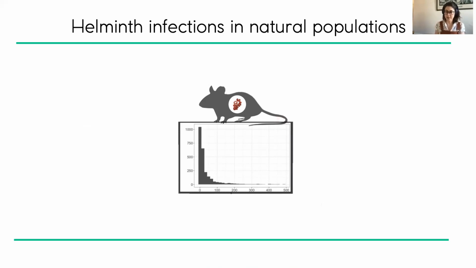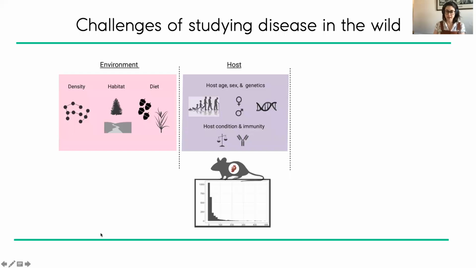Helminths in natural populations have been studied for quite a long time, trying to tease apart what does drive this variation. So we have a lot of information on what's responsible. We know, for example, that host age and sex and genetics, as well as the condition and immunity of an animal, can drive some of this variation. But importantly, there are also factors extrinsic to the host from the environment that can influence these processes.